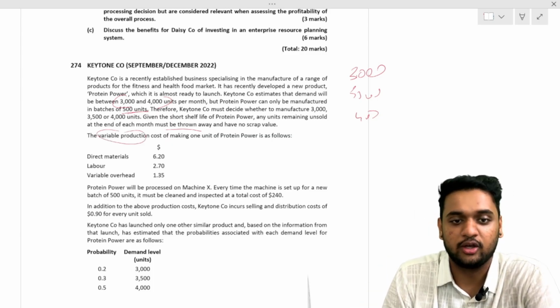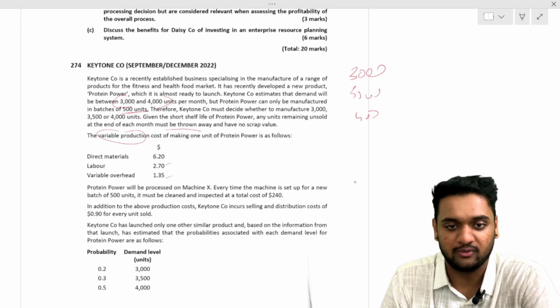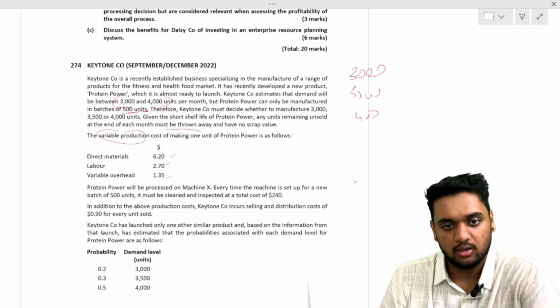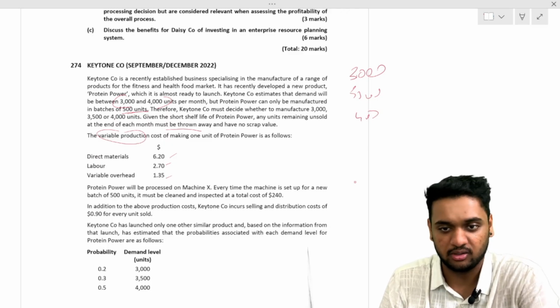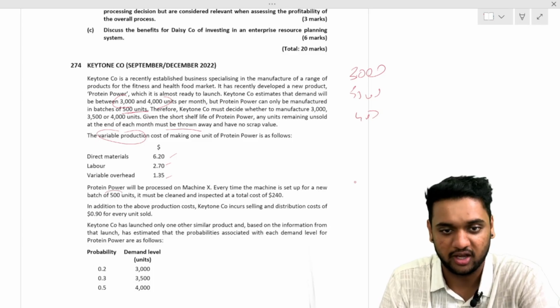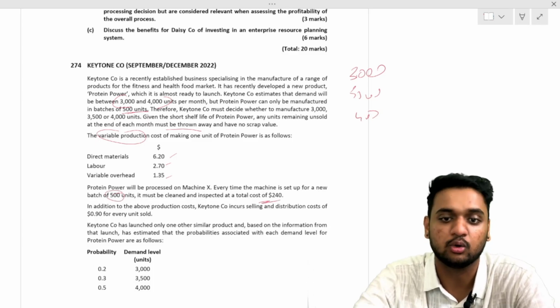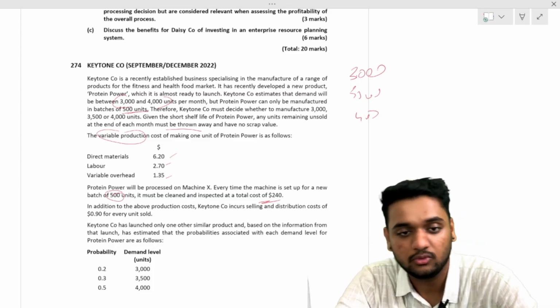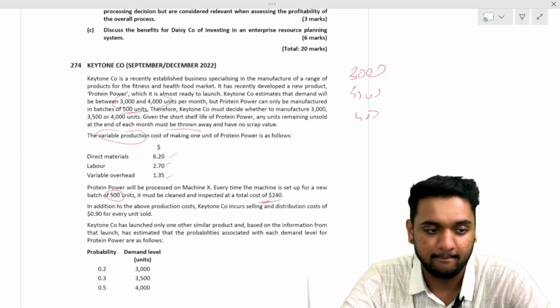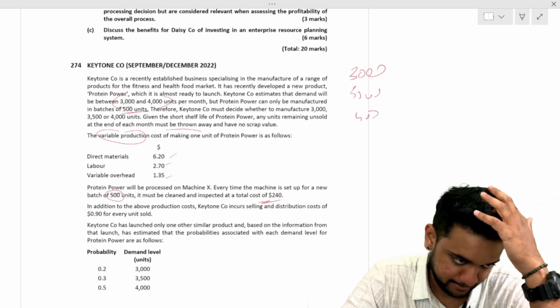Variable production cost of one unit is given to us: 6.2, 2.7, 1.35. Protein powder will be processed in some machine. The machine is set up for a new batch of 500 units. It will be cleaned and inspected at a total cost of 240. What is this? What does it mean?